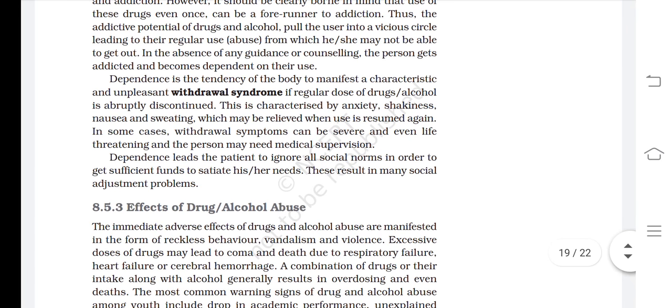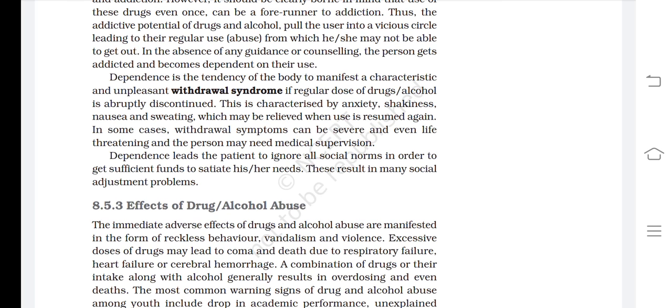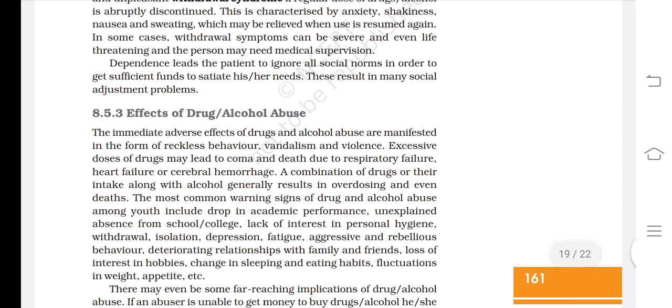Dependence is the tendency of the body to manifest a characteristic and unpleasant withdrawal syndrome if the regular dose of drugs or alcohol is abruptly discontinued. This is characterized by anxiety, shakiness, nausea, and sweating, which may be relieved when the drug is resumed again. In some cases, withdrawal symptoms can be severe and even life threatening, and the person may need medical supervision. Dependence leads the patient to ignore all social norms in order to get sufficient funds to satisfy his or her needs. This results in many social adjustment problems.